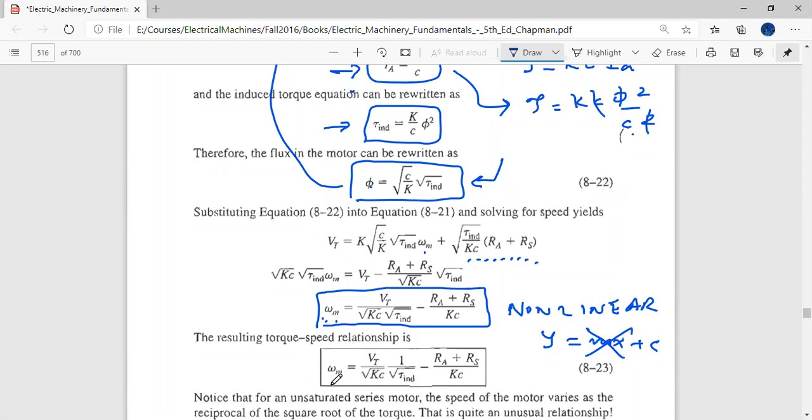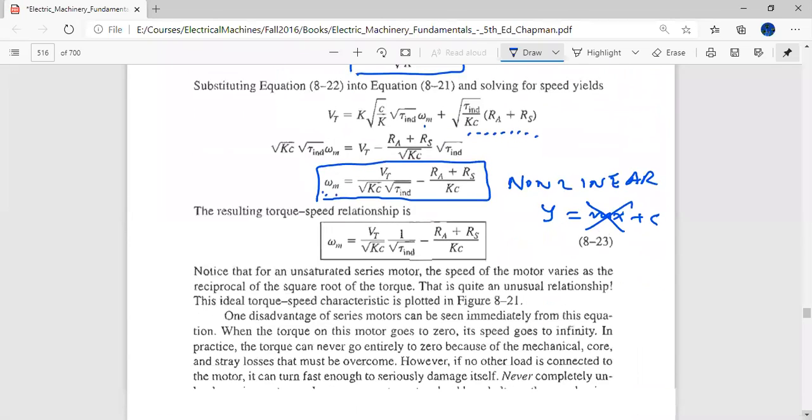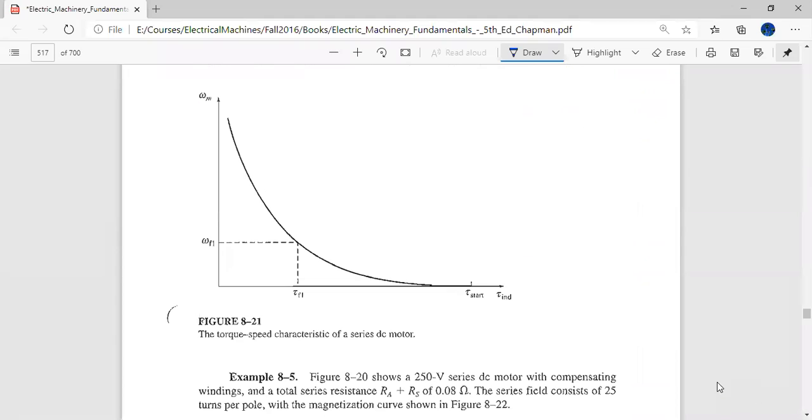And when we try to plot this, the curve looks like this. Okay, so the torque speed characteristics for a series DC motor look like this.